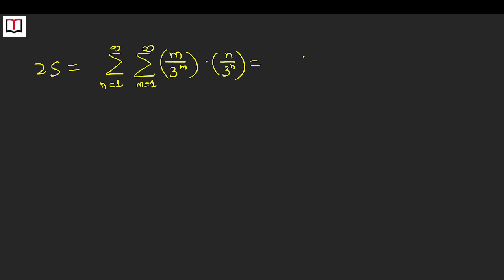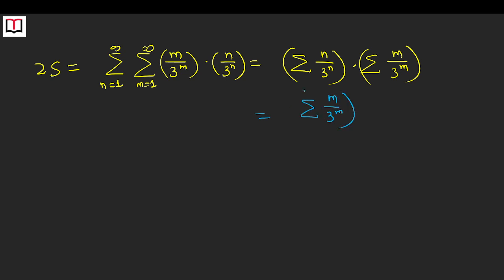So 2s is the double summation of m by 3 raised power m into n by 3 raised power n. For variable m, n is a constant; for variable n, m is a constant. So I can easily write it as n upon 3 raised power n into summation m upon 3 raised power m. Or I can simply write it as summation m by 3 raised power m, because they are altogether the same. m goes from 1 to infinity. Now that's a simple, I will call it P, a simple AGP, arithmetico-geometric progression.